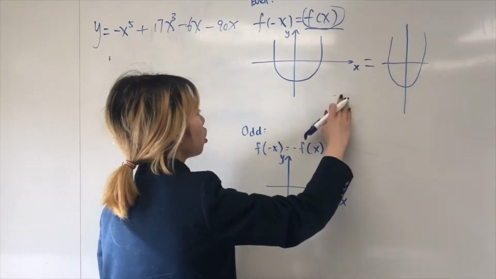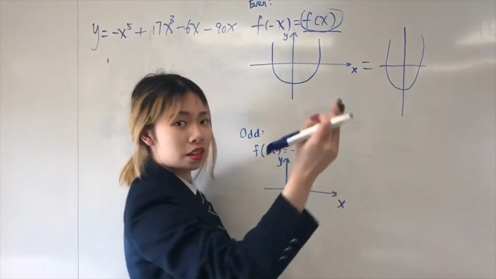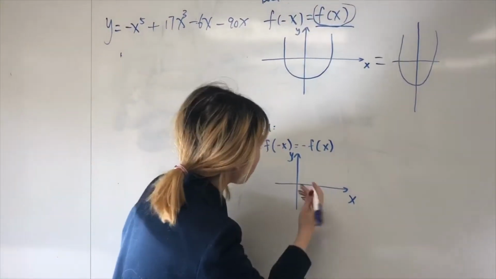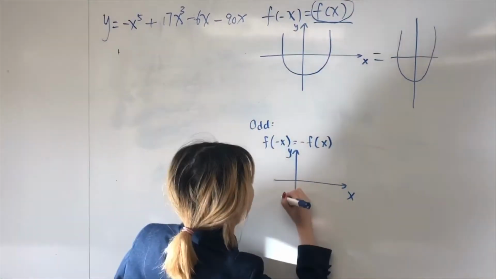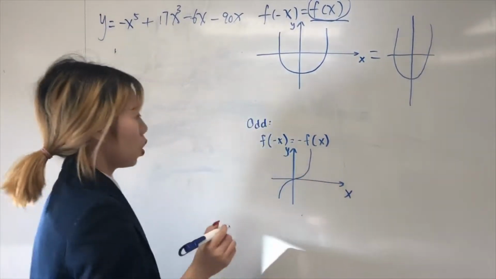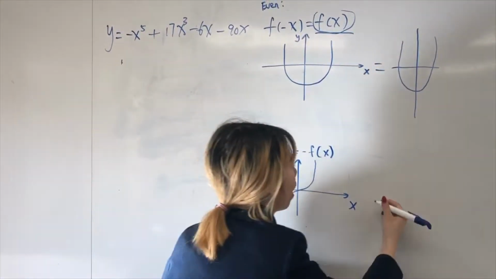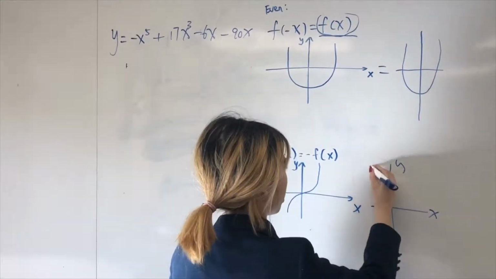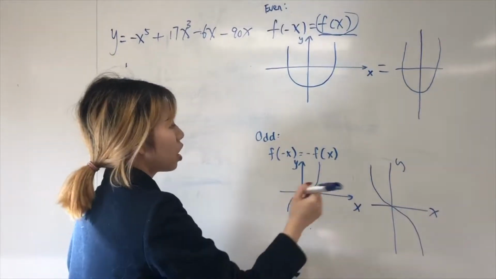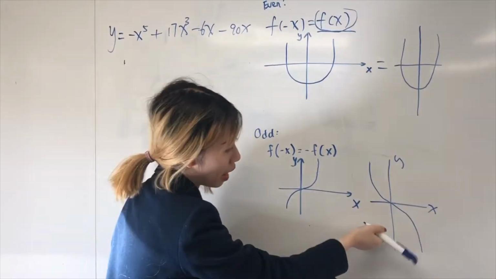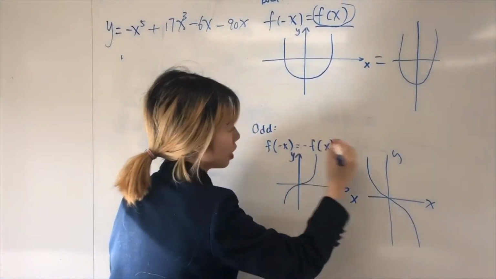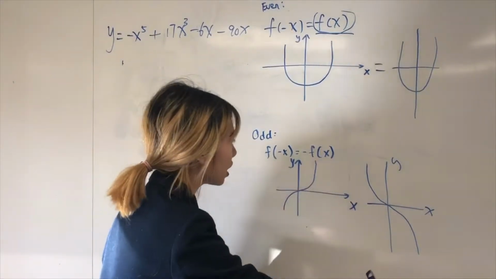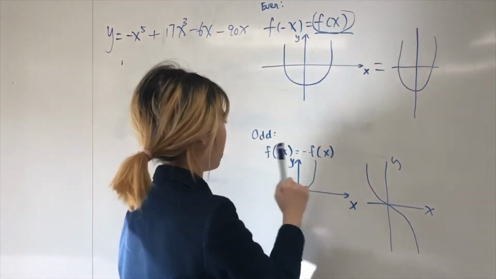So if you can see this, it has even symmetry. And if it's odd, just for example a cubic graph, when you reflect it over the y-axis, it will look like this. If you reflect it over the x-axis, it still looks like this. So if you see this characteristic, it has odd symmetry.